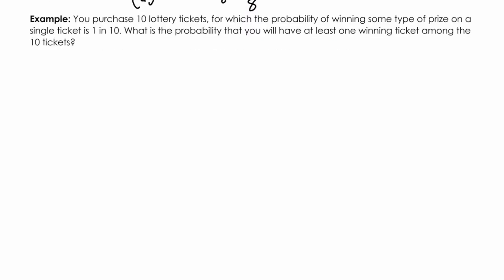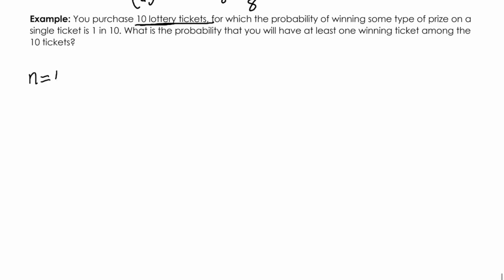Okay, one more example. It says you purchased 10 lottery tickets for which the probability of winning some type of prize on a single ticket is 1 in 10. What is the probability that you will have at least one winning ticket among 10 tickets?